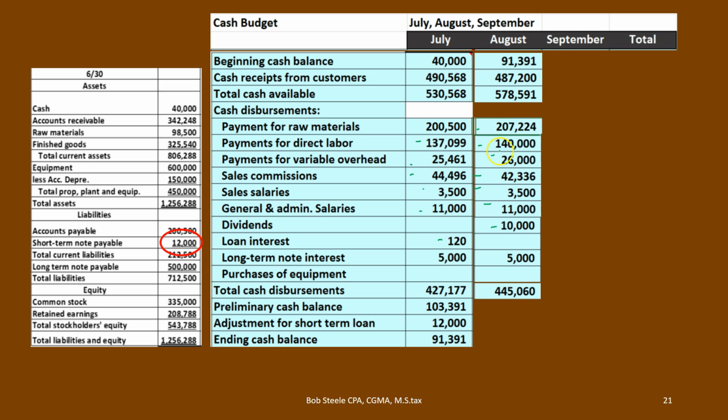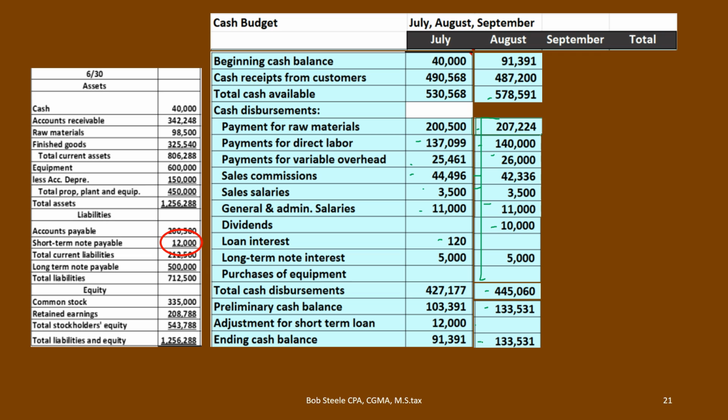And then if we added all these up, we would get to the 445,060. And then if we subtract this out, the 578,591 minus the cash disbursements 445,060, we come up to the 133,531. And of course, we don't have to pay off the loan. We're over our minimum balance of 40, so we're not going to have any loan adjustment there, and we can just pull that number down. And that's our ending balance for the month of August.